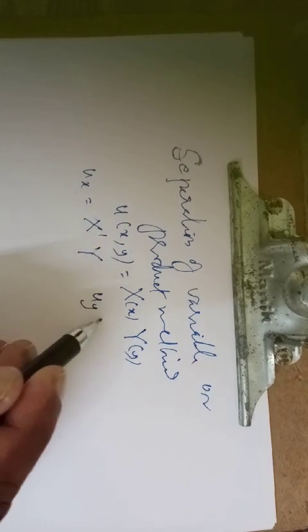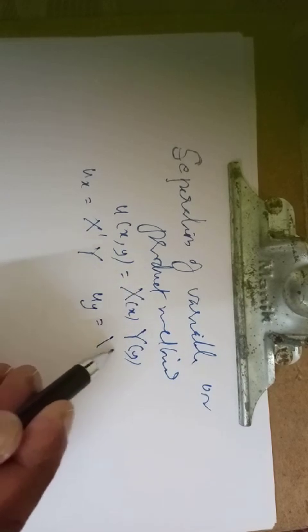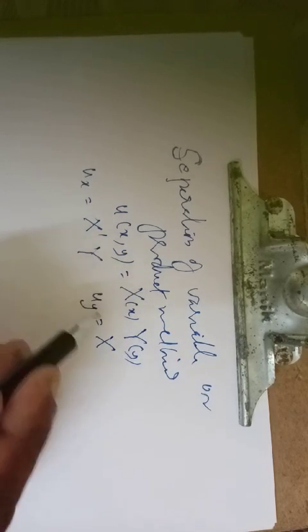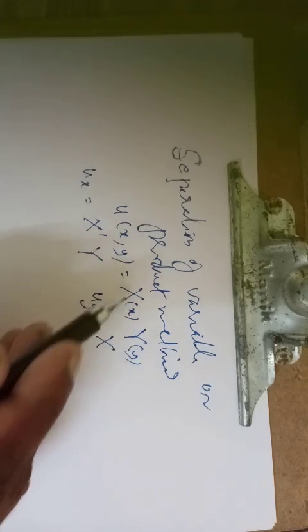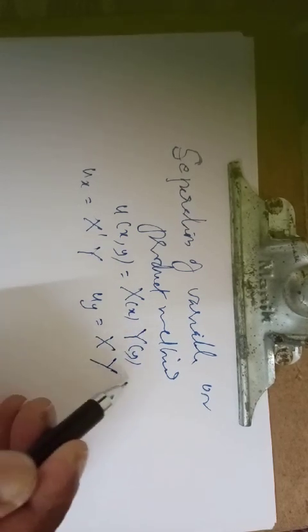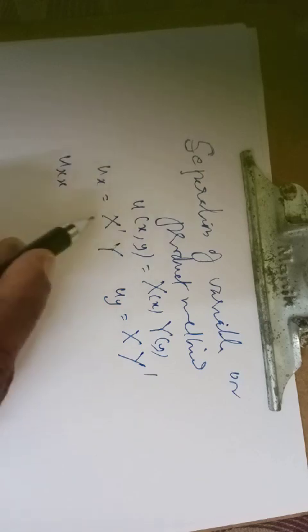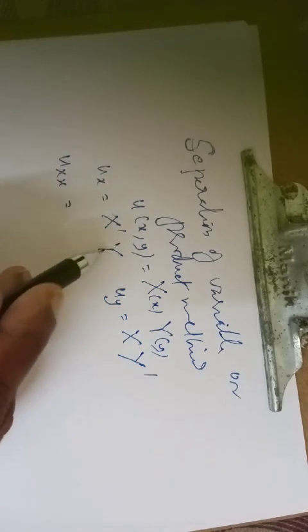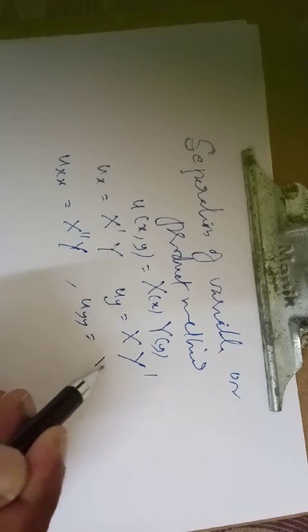Similarly, u_y means differentiating X into Y with respect to y, then this X is constant. So the function of x is constant there. Therefore, this X is constant, left fixed, no change. But differentiating Y with respect to y, we write X Y dash. Similarly, what is u_xx? Again differentiating u_x with respect to x, then again Y is constant because Y is a function of y. We get X double dash Y. Similarly, u_yy is equal to X Y double dash.